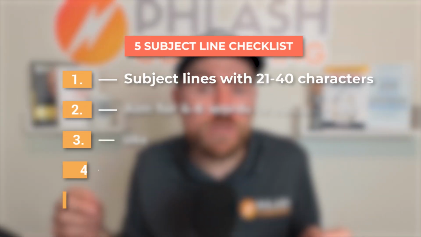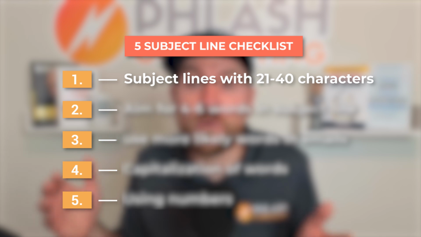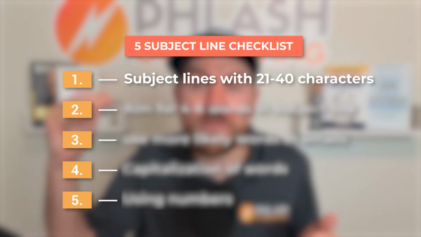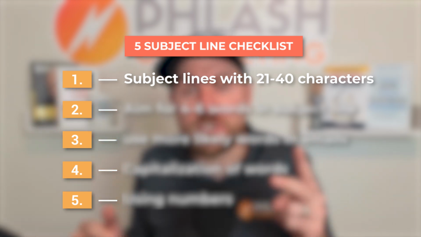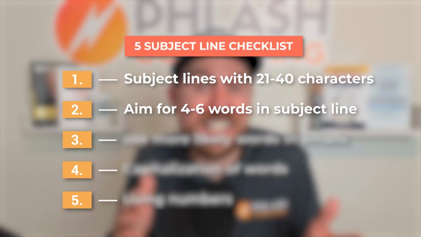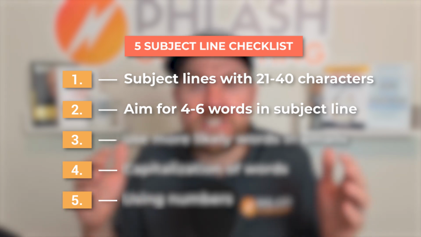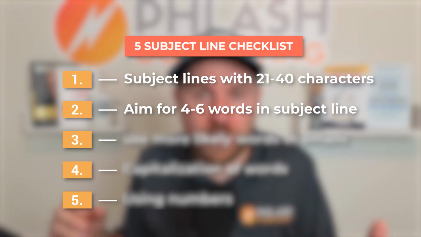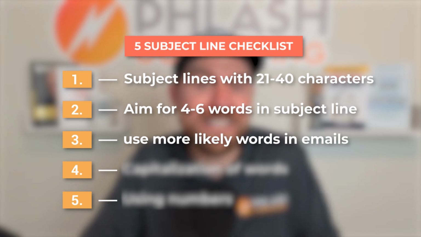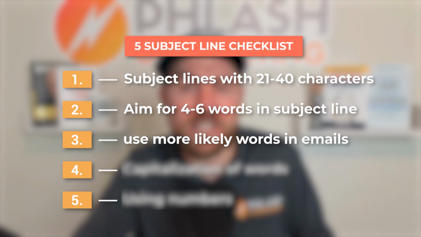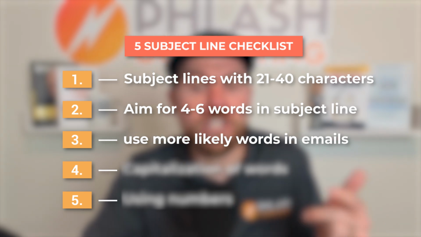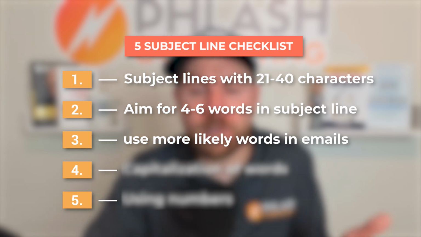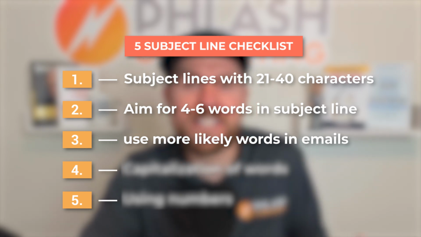Number 1, most emails that have between 21 and 40 characters get higher open rates because it's more concise. Number 2, you want to try to have 4 to 6 words in your email subject line so that it doesn't drag on and it gets straight to the point. Number 3, people are more likely to click on something that has these words in it: now, schedule, your, try, and available. So you want to try to incorporate these in your subject.